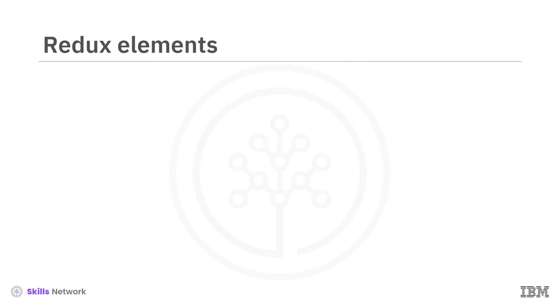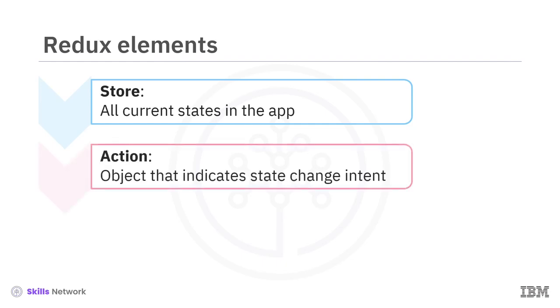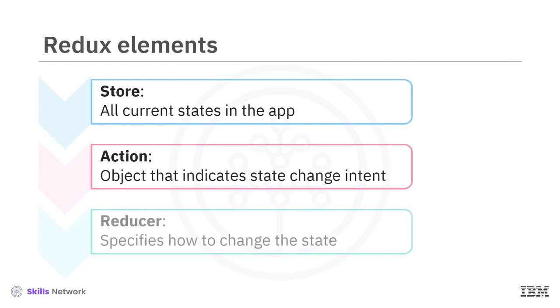Redux uses actions, stores, and reducers when updating component properties. Let's briefly discuss each and then discuss them in more detail later. The store contains all the current states of the application. You call an action object to indicate the need for a state update, but the action does not specify how to change that state. Instead, you write a reducer function to specify how to update the state in the store.